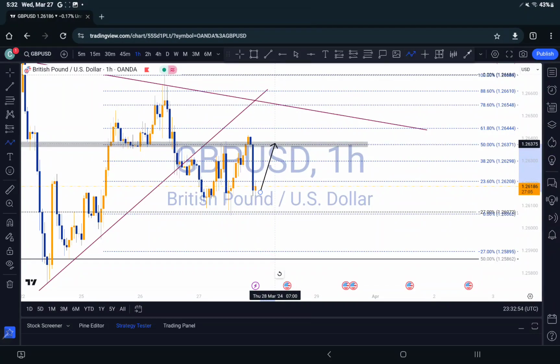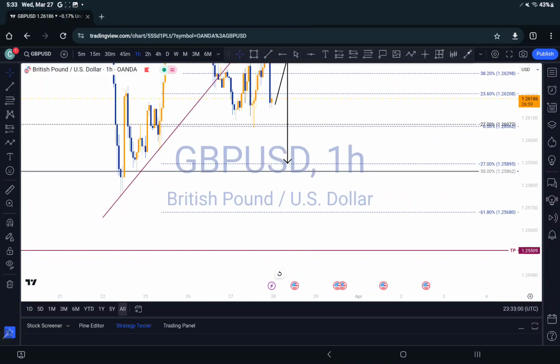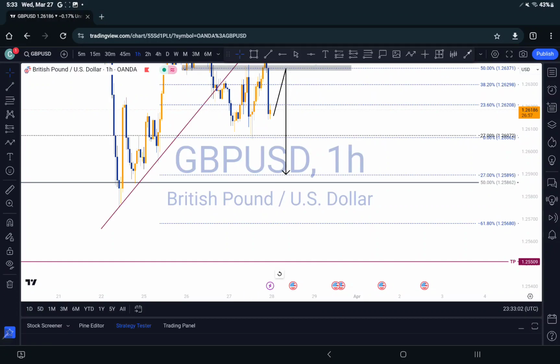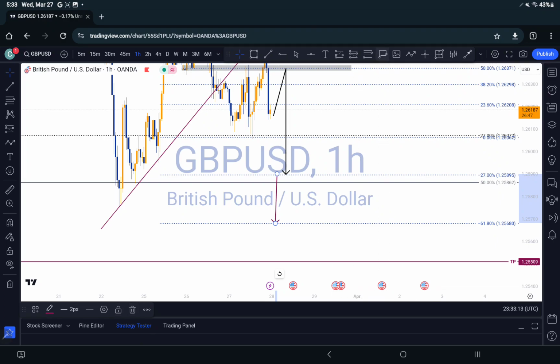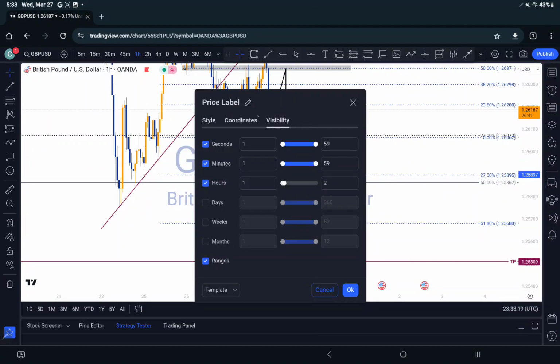Let's see some sort of push like this, then it gets to my first TP area right here, which is my minor negative 27% fib level. And if you continue to see momentum of sell, then certainly my next TP will be around this area right here, which is my minor 61.8% fib level. Let's put a price tag around this area right here, which is 5895.